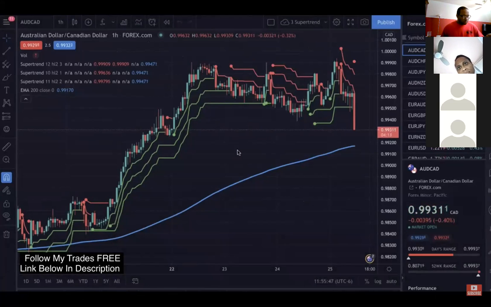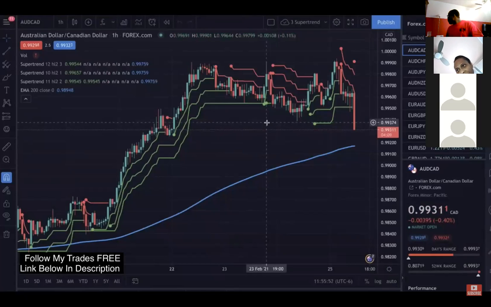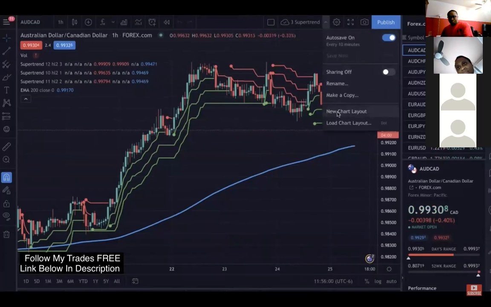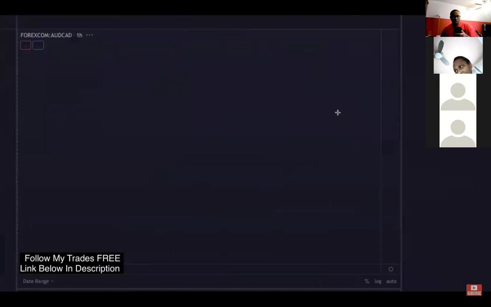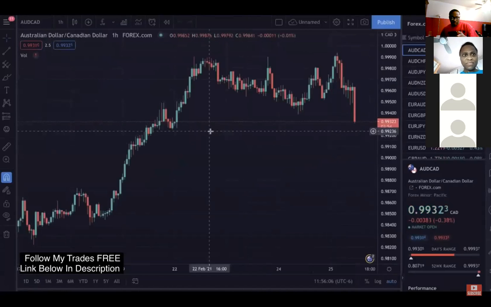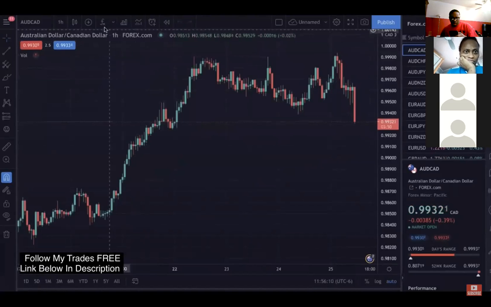So this is what your chart's going to look like. So I'm going to help you guys set up the charts to have all these indicators in the different settings, and then we'll go over what the strategy is. So make sure you do watch till the end. Don't go anywhere. So let's open up a brand new chart on TradingView. Now we're going to add the 3 Supertrend indicators, and we're going to add the 200 EMA.